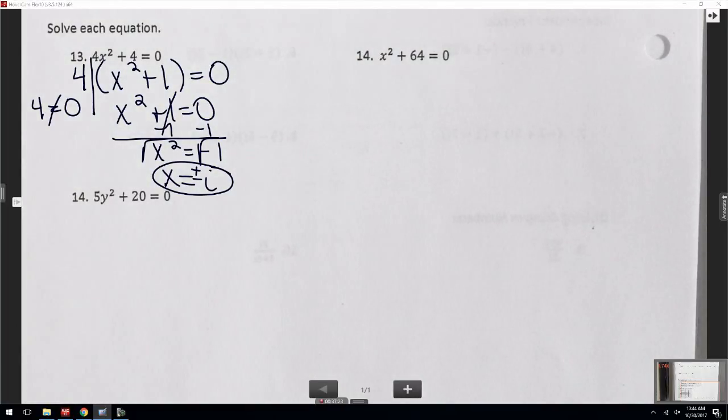Yes, sir, go. I don't understand when you split the 4, when you split the 4. Okay, so let me just give you a random problem.